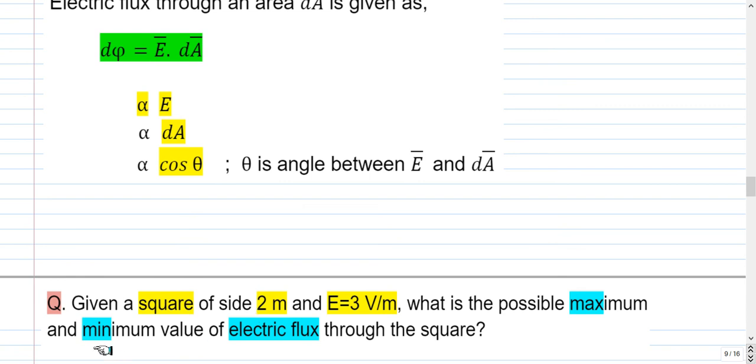Let's consider this question. Given a square of side 2 meters and an electric field intensity of 3 volt per meter, what is the possible maximum and minimum value of electric flux through the square? You can pause and attempt this question.